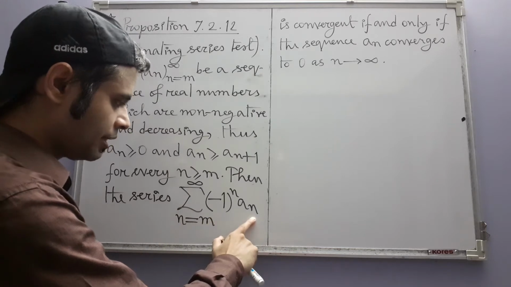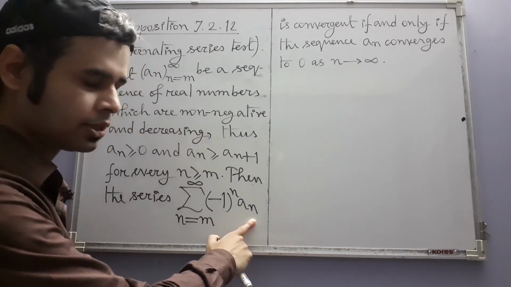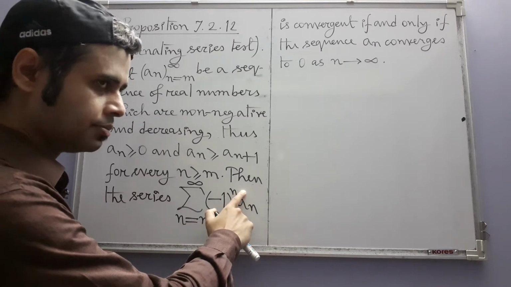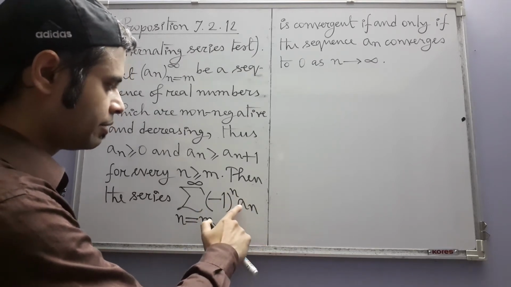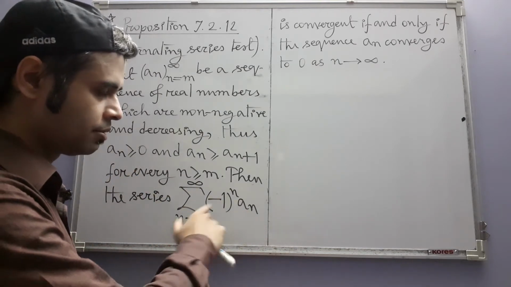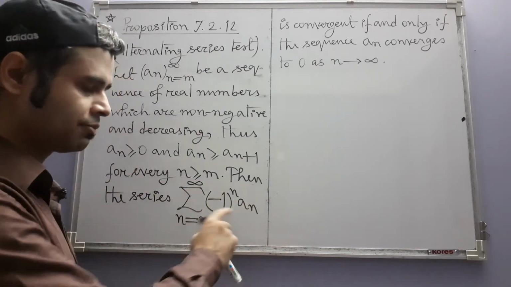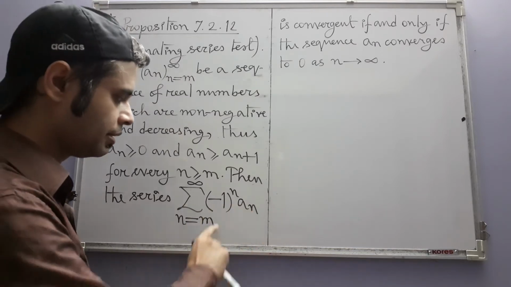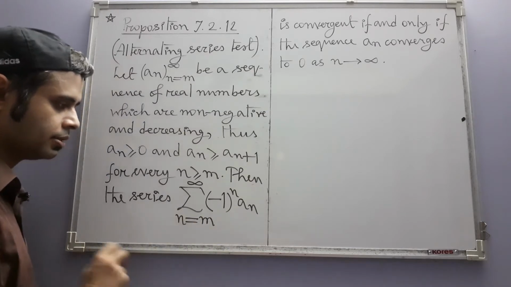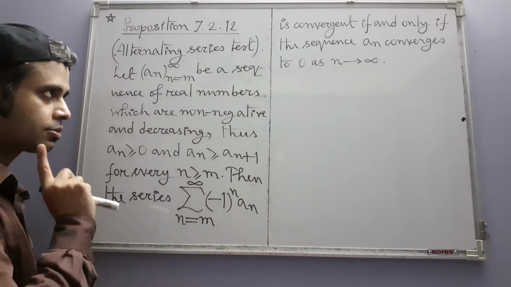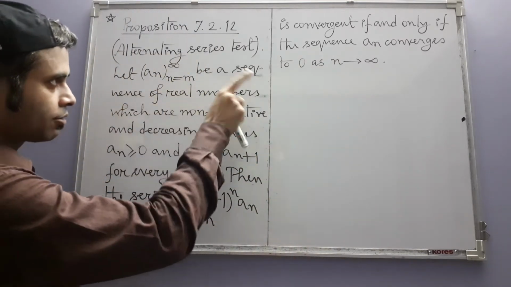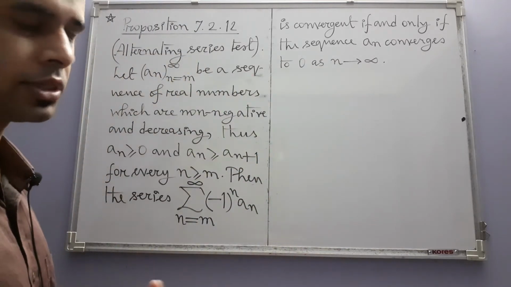To make it have the alternating nature, we have multiplied an by minus 1 to the power n. Because the ans themselves are non-negative, we will have positive and negative terms. Of course, some of them may be 0, but I am saying that there is an alternating nature in the terms of this series. Then this series is convergent if and only if the original sequence an converges to 0 as n approaches infinity.